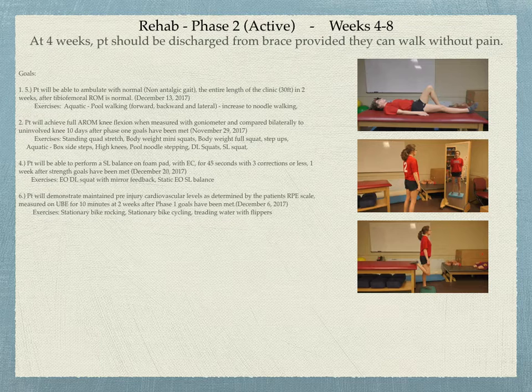Our second phase of rehabilitation is going to span from weeks 4 to 8. At about 4 to 5 weeks, the patient will be discharged from their brace, provided they can fully weight bear on their lower extremity and can ambulate with no pain or antalgic gait. In this phase, we want to focus on completion of regaining all of the patient's lost range of motion, specifically in knee flexion. An example of an exercise used to regain the end range knee flexion is the standing quad stretch.